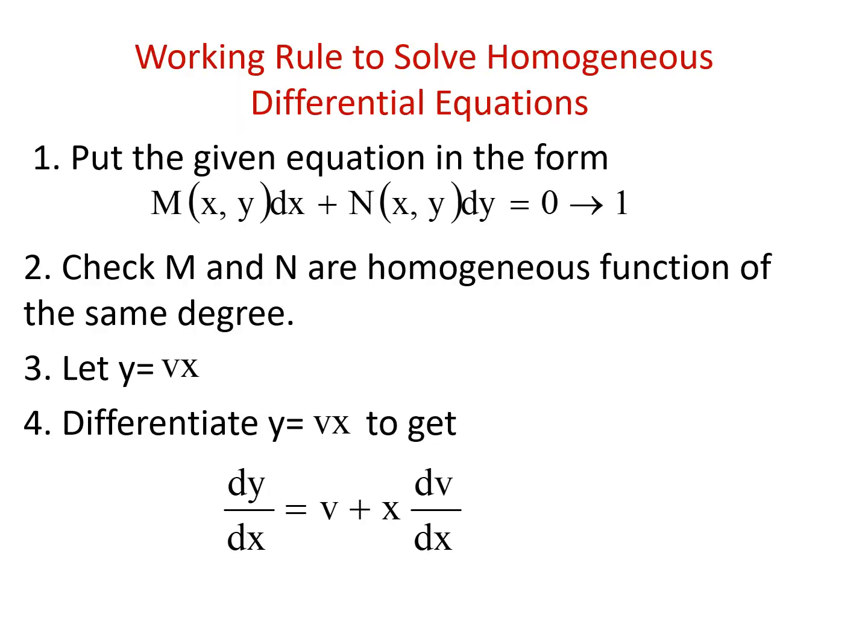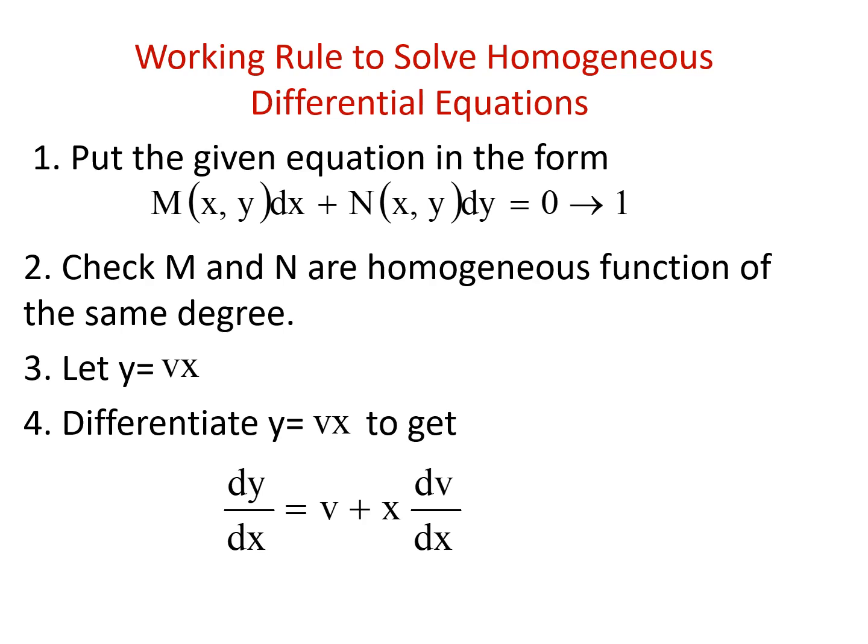Let us see the working rule to solve homogeneous differential equation. First, put the given equation in the form M(x,y) dx plus N(x,y) dy equals 0, and let it be equation 1. Second point, we have to check whether M and N are homogeneous functions of the same degree or not. Third point, we choose y equals vx. And fourth point, we differentiate on both sides with respect to x.